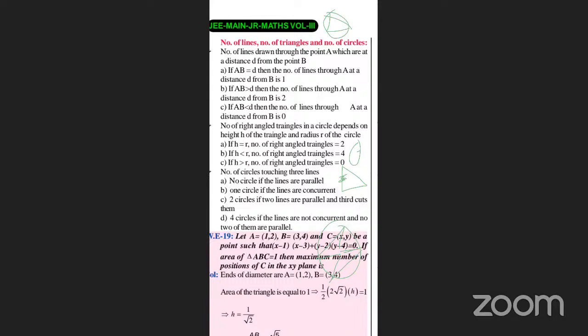Coming to the second concept, if my h is less than r, that means the height of the triangle is less than r, I can draw four triangles. Because the radius is big and the height is small, I can draw four triangles. By chance, if my triangle's height is more and the radius is less, I can't draw even a single right angle triangle in a circle.